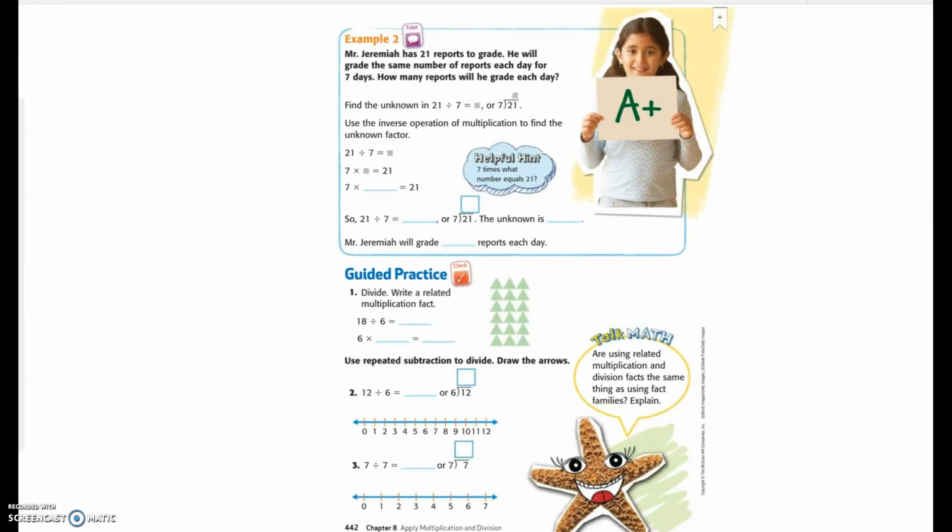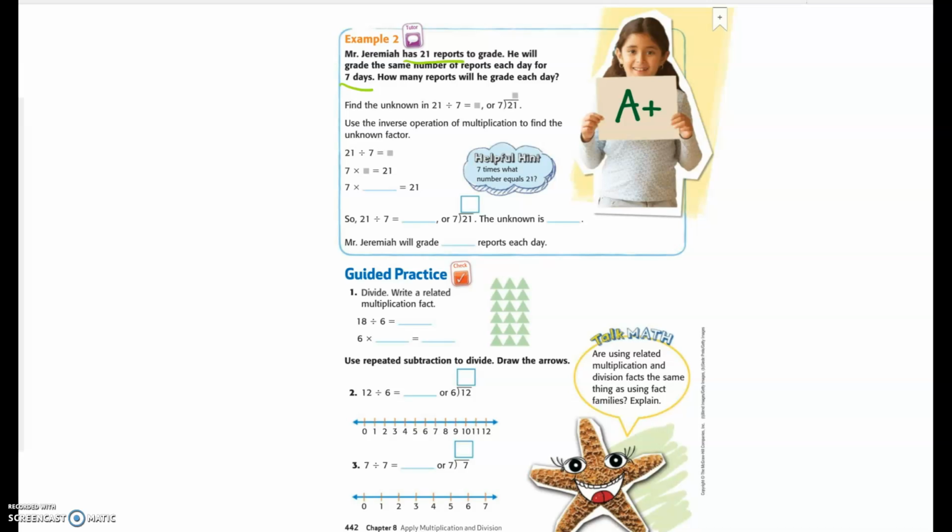All right, example 2 says, Mr. Jeremiah has 21 reports to grade. He will grade the same number of reports each day for 7 days. How many reports will he grade each day?